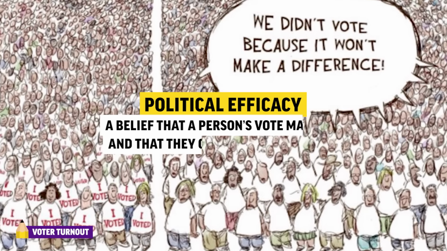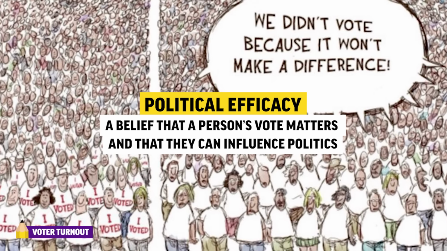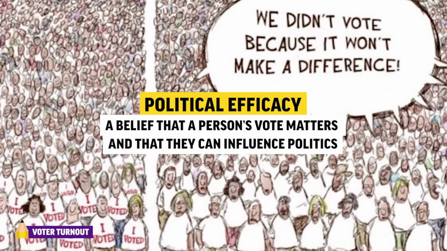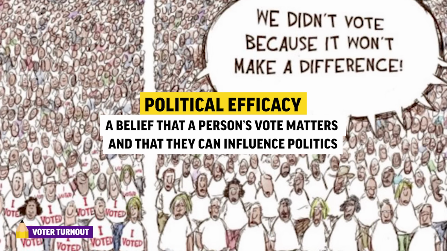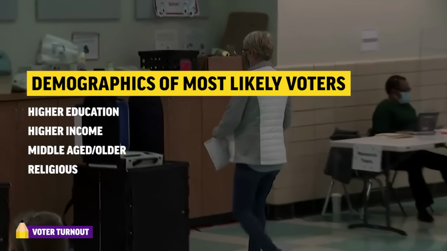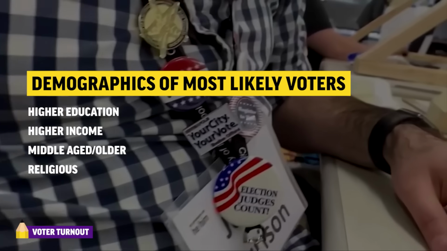Political efficacy refers to a person's belief that she can affect political outcomes. A person with a high level of political efficacy is more likely to vote and participate politically than somebody who believes that their vote doesn't matter. Speaking in very broad strokes, people are more likely to vote the older they get, the more education they have, and the higher their income is.